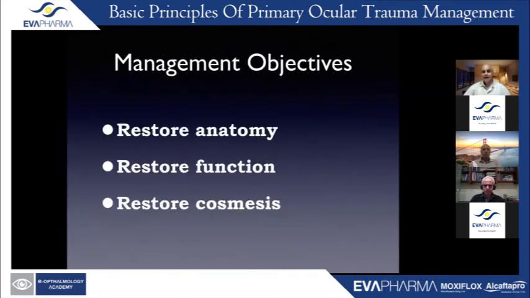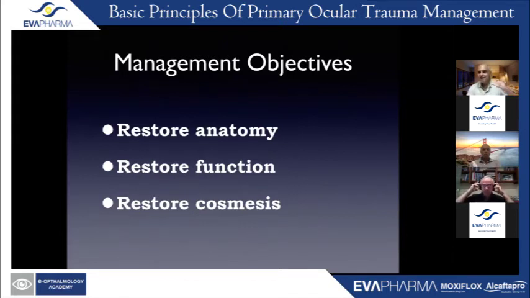So this is adding to what Dr. Tamer said. It's always in trauma, there are objectives. The objectives are, number one, you should restore anatomy. It will be best if you can restore function at the same time. And number three, to restore cosmesis in cases of, like Dr. Tamer showed, lid injury or even globe injury.